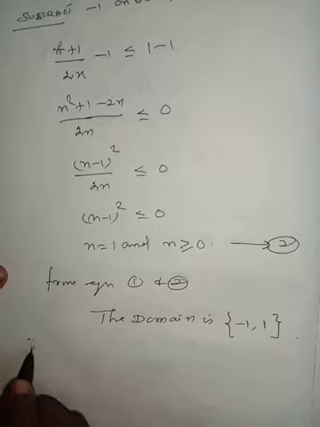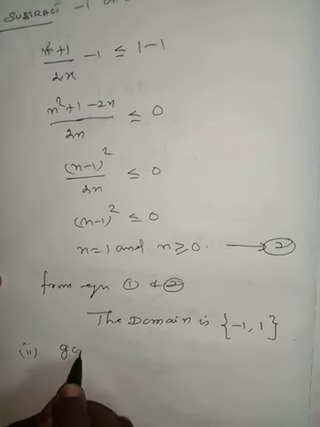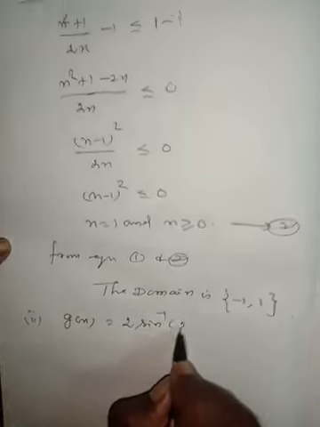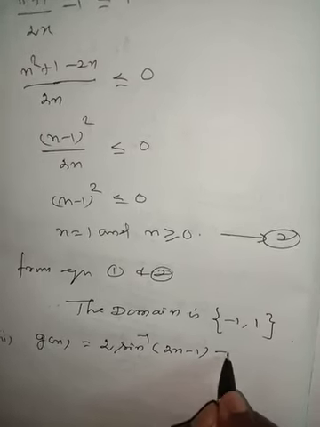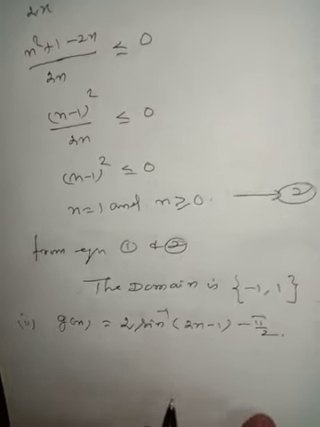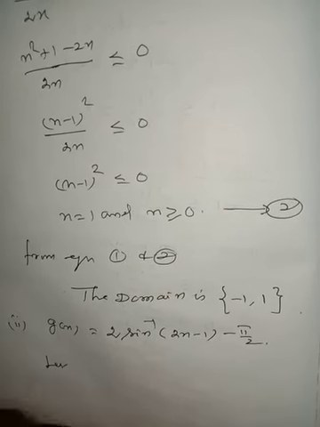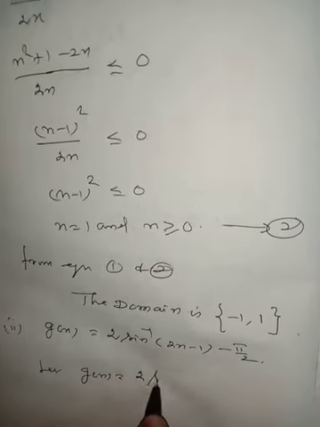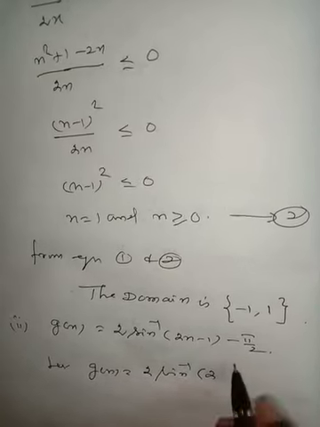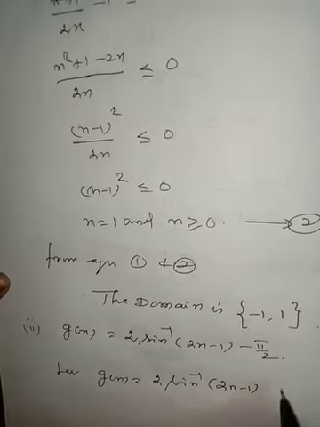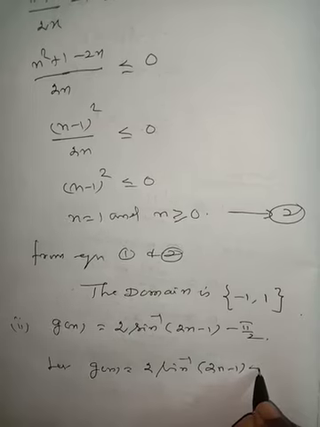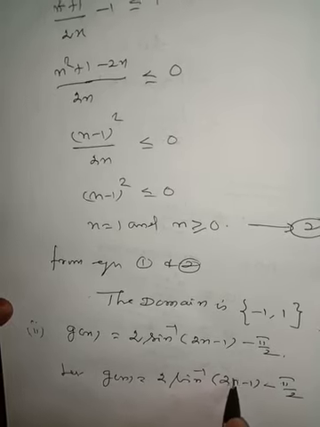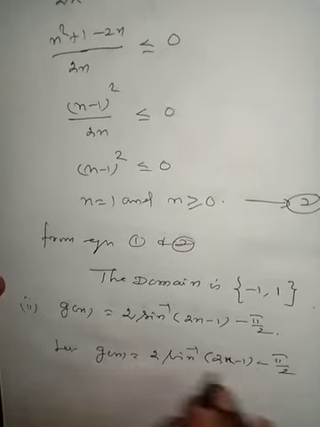Subdivision number 2. g of x is equal to 2 into sin inverse of 2x minus 1 minus pi by 2. From the definition, first let the second function g of x is equal to 2 sin inverse of 2x minus 1 minus pi by 2. Here x is variable.